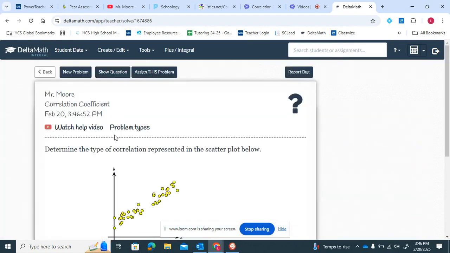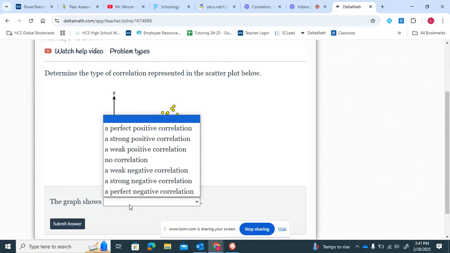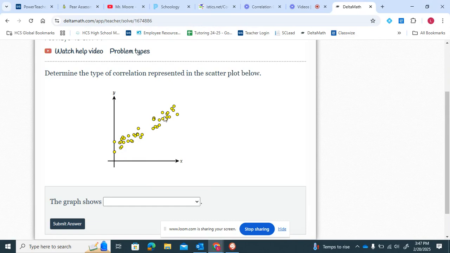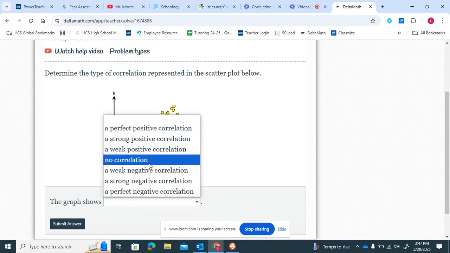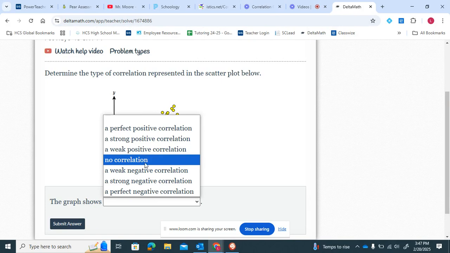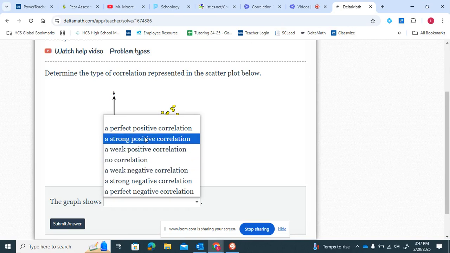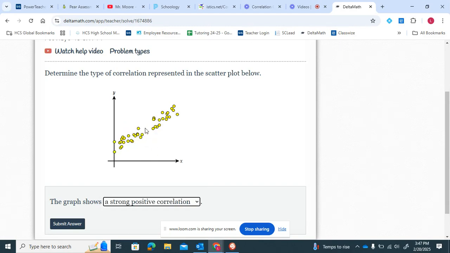And then there's this correlation coefficient one. So, the question says, determine the type of correlation represented in the scatter plot. Well, this is definitely positive, but let's see if it asks me more than that. Okay, so I don't think it's a perfect correlation. The dots are not on top of each other perfectly. I do think it's rather strong. Those are the options: perfect, strong, weak, or no correlation. Because it's not negative, I'm not looking at any of those. I would say that it's a strong positive correlation. It's not perfect and it's not weak. Those dots are pretty close together.